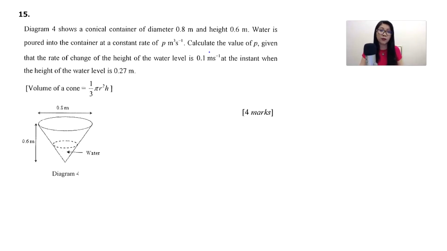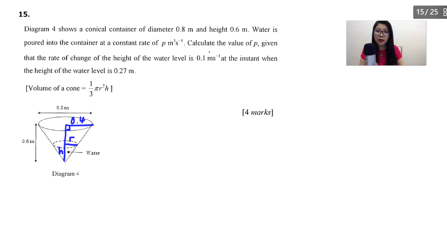And they give you the volume of the cone formula, 1/3 of pi r square h, and this is 4 marks. Now let's look at the information that they give you in the question. The diameter is 0.8, stated in the diagram, so the radius will be 0.4. This is 90 degrees, and the height is 0.6. For the water level, let's say this is r, and this will be the h.